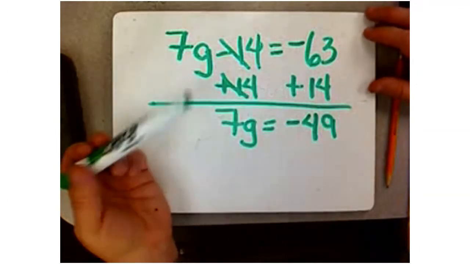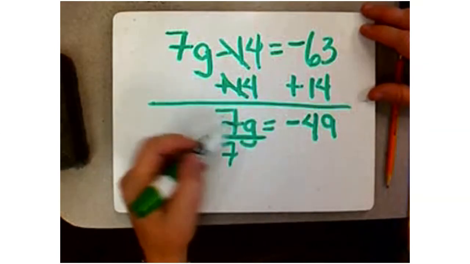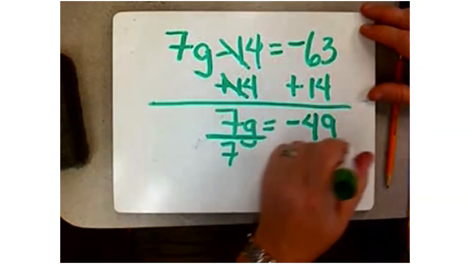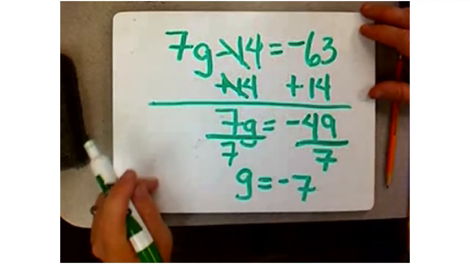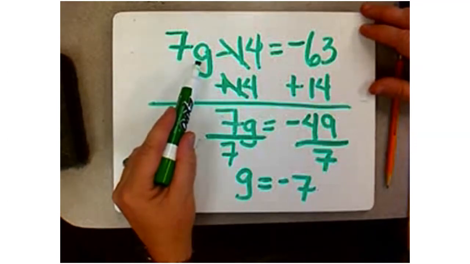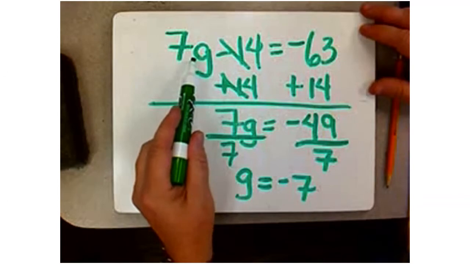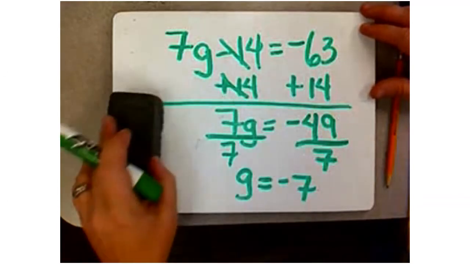There's more negatives, right? And we're going to divide by 7 because we have 7g, 7 times g. We're going to divide by 7 on both sides. And g equals negative 7. If we checked it, 7 times negative 7 is negative 49. Negative 49 minus 14, or a negative 49 and a negative 14 combined to be a negative 63.